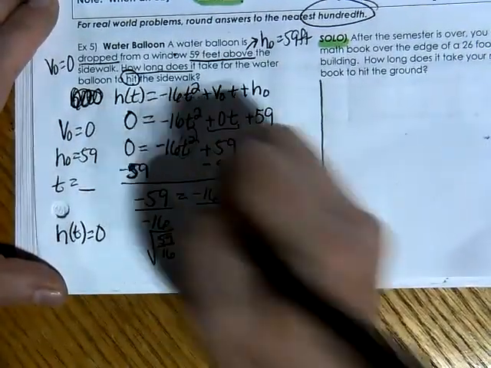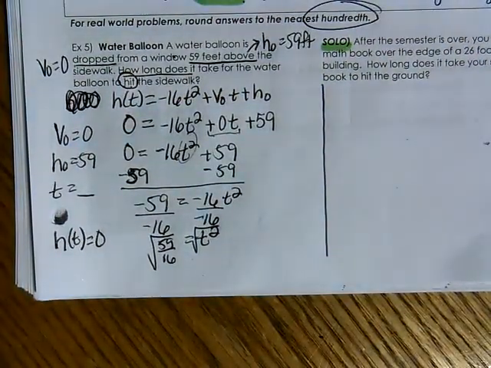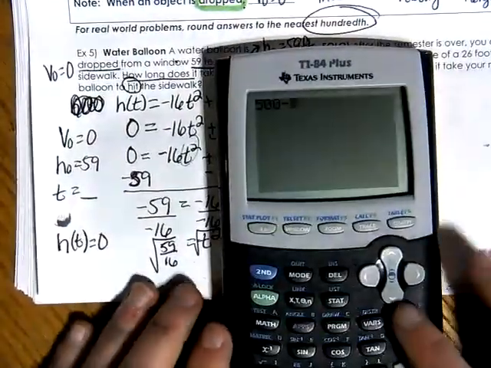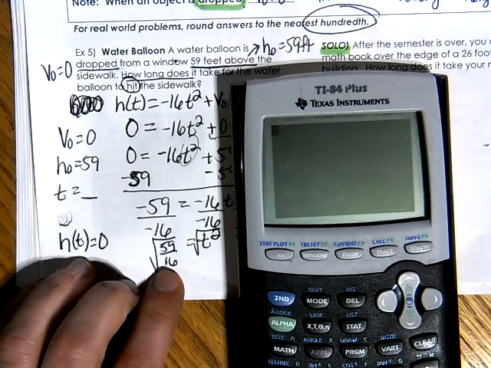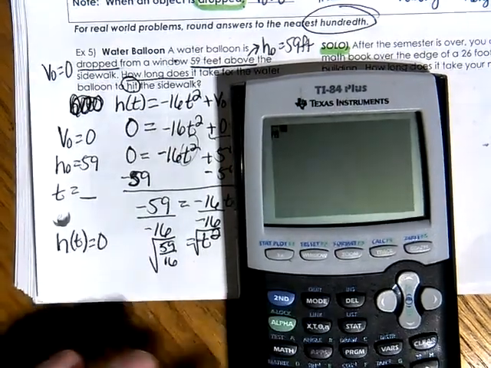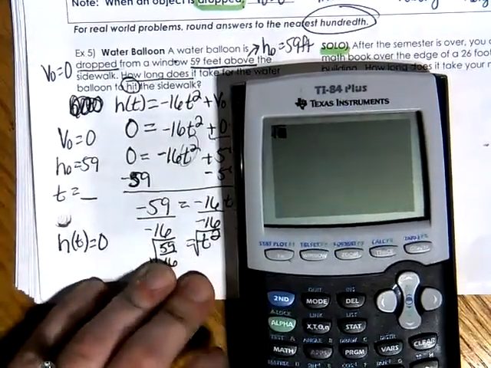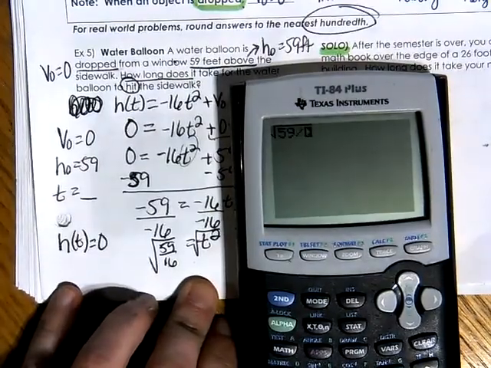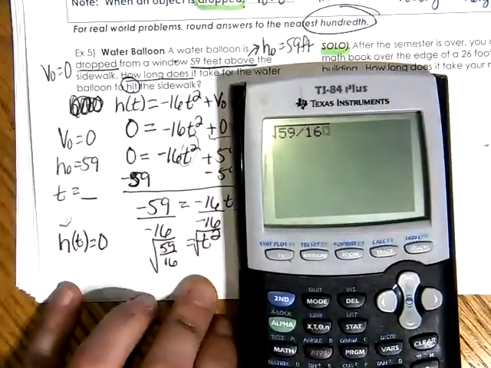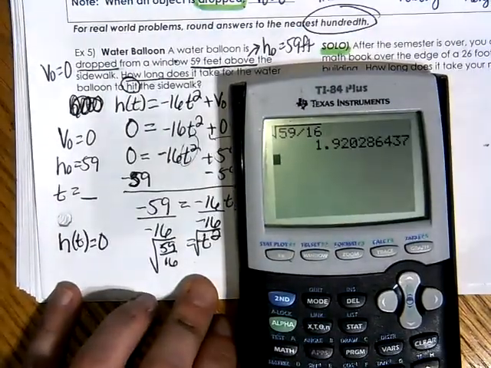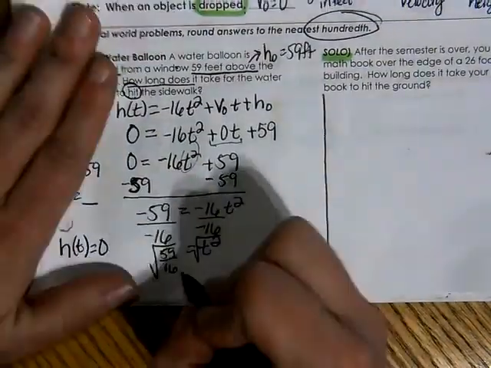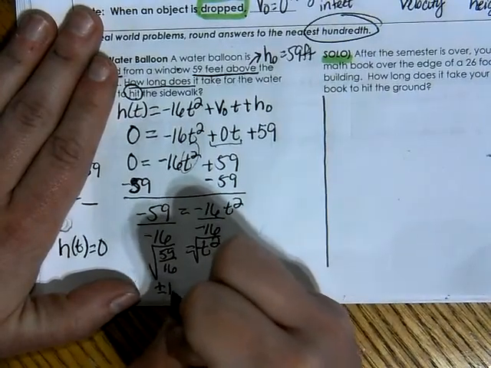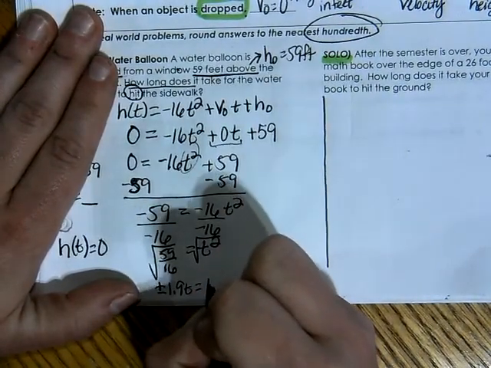So I'm going to take the square root of 59 over 16, and when I put this in, I'm not going to put in 59 over 16 first. Instead, I'm going to do that whole fraction of the square root of 59 divided by 16. And when I do that, I'm left with 1.92. Now remember, we're solving an equation. So that's going to be plus or minus 1.92 is equal to t.